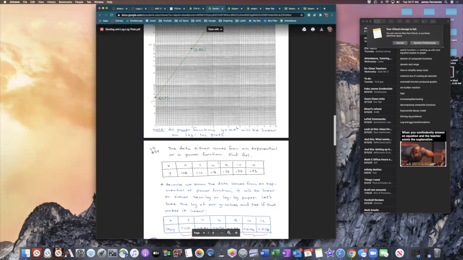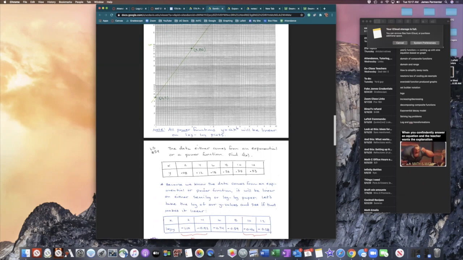So let's look at this question. We're being told that this data is coming from either an exponential or a power function, and they want us to find the function it's coming from. We're given x values that are evenly spaced apart: 2, 4, 6, 8, 10, 12. We're given y values that are not evenly spaced apart: 0.08, 0.12, 0.18, 0.26, etc.